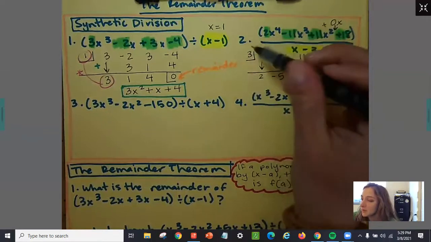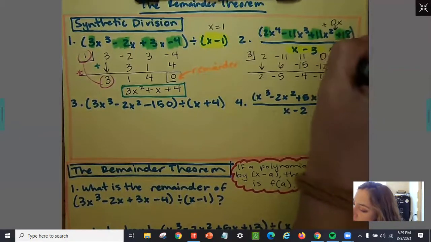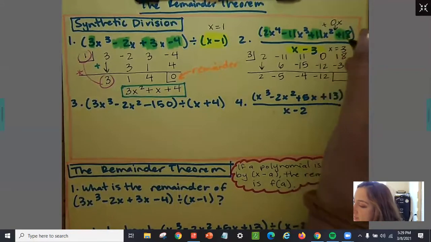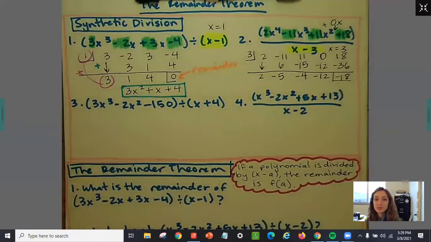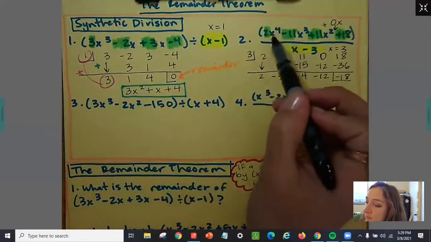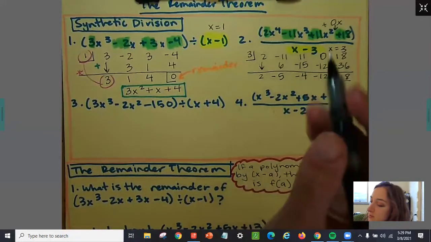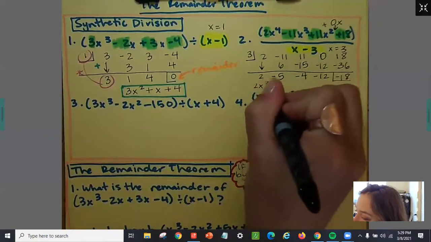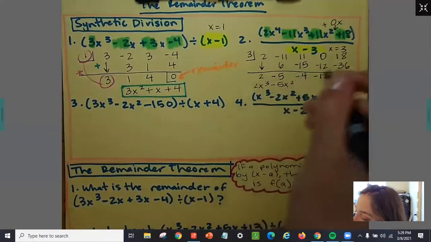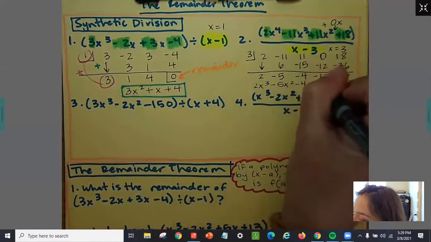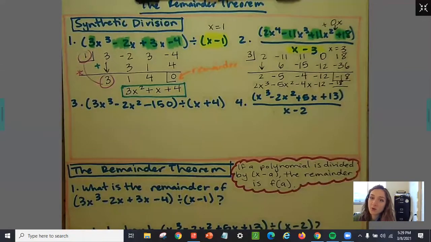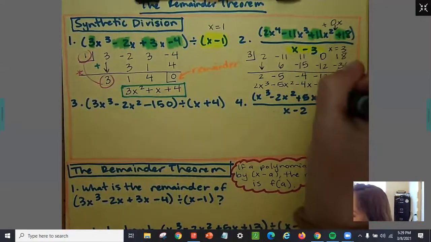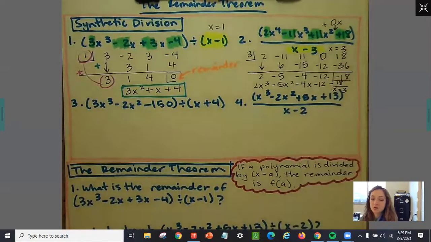And then 3 times negative 12 is going to give us negative 36. And then adding down here, 18 plus negative 36 is going to be negative 18. Okay, so we did get a remainder this time, so we're going to have to write this in a special way. So we started with x to the fourth, but we're dividing out 1x, so we're going to start with x to the third. So it's going to be 2x to the third minus 5x squared minus 4x minus 12, then minus 18 divided by what we were dividing by. So we were dividing by x minus 3, so I'm going to put x minus 3 in the denominator there.